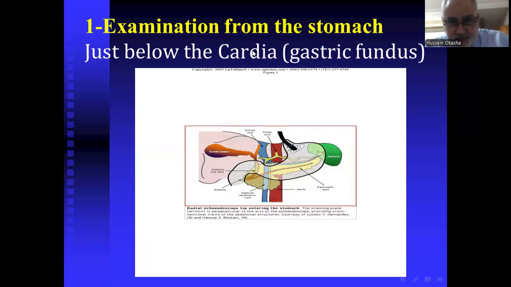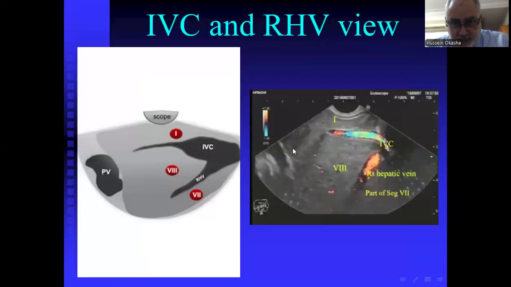Let us start with examination from the stomach. We locate the echo endoscope just below the cardia, about 40 to 42 centimeters from the dental arch, from the incisors. Here our landmark will be the intrahepatic portion of the IVC. Sometimes we find the upper part of the descending abdominal aorta. If we find it, then we do anti-clockwise rotation to go to our landmark to start with, which is the intrahepatic portion of the inferior vena cava.